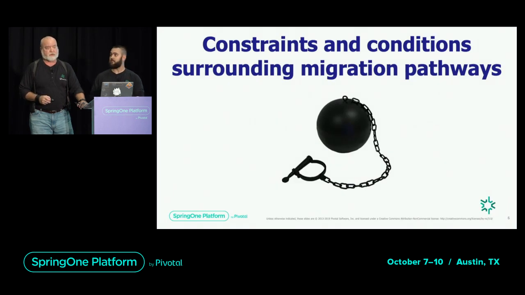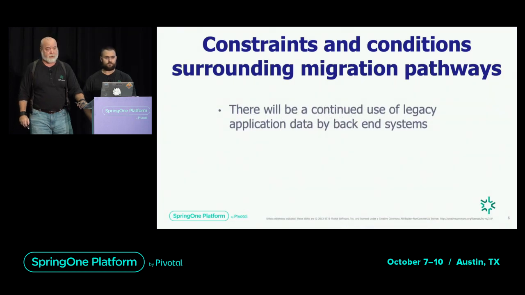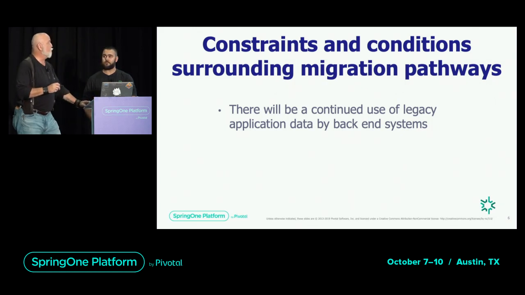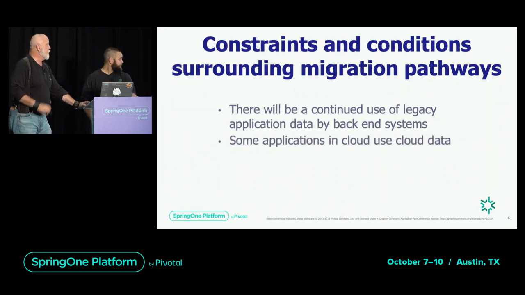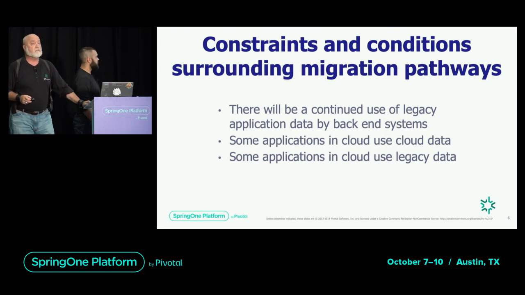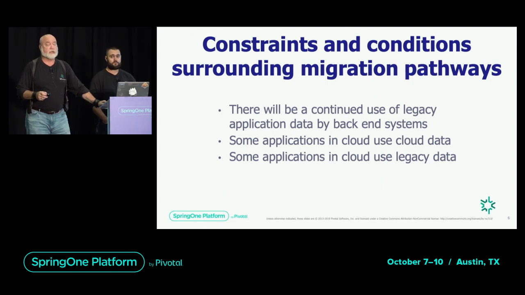In talking about the constraints and conditions surrounding the migration pathway, the first thing we have to recognize is that there will be continued use of legacy data by back-end systems within the organization in many, many cases. Not always, but many cases. Some applications will exclusively use cloud data, especially greenfield applications that you might be deploying. And some of them will be using legacy data exclusively, through some pathway, framework, migration, or point-to-point communications.